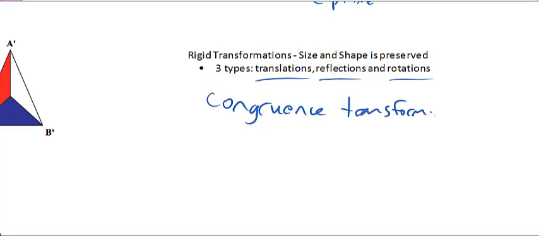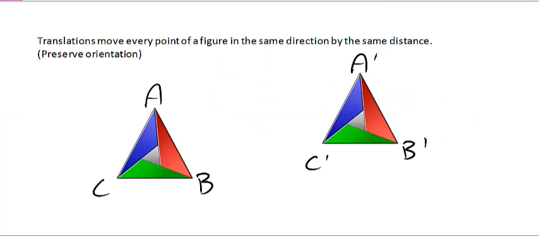And it's these rigid or congruence transformations that I want to talk about in more detail. And we're going to start with translations, which are defined to have every figure moved in the same direction by the same distance. We say that a translation preserves orientation.